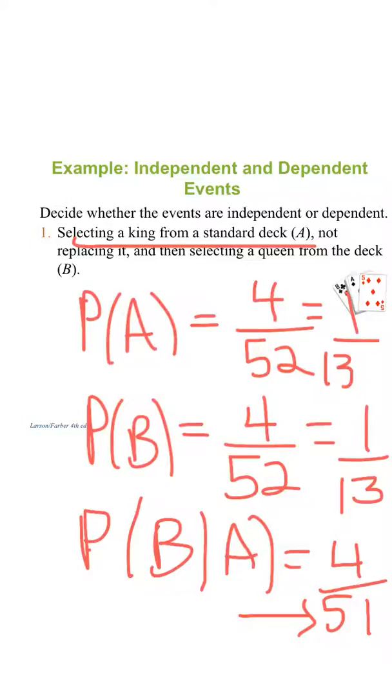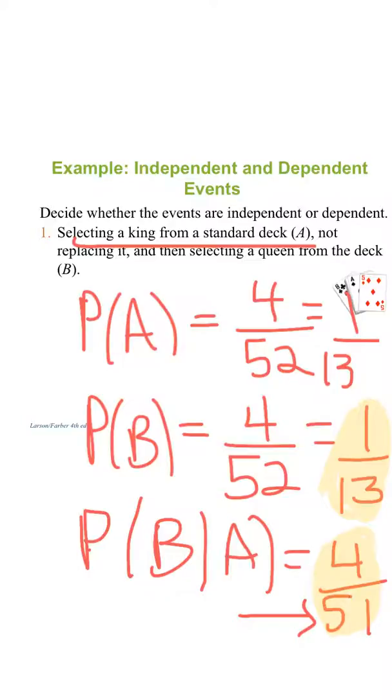Now, I need to determine whether or not the events are independent or dependent of one another. In order for the events A and B to be independent, the probability of B given A has to equal the probability of B. We determined on the previous slide that this must hold in order for the events to be independent. So the question is, does the probability of B given A equal the probability of B? Are those two fractions equal to each other?